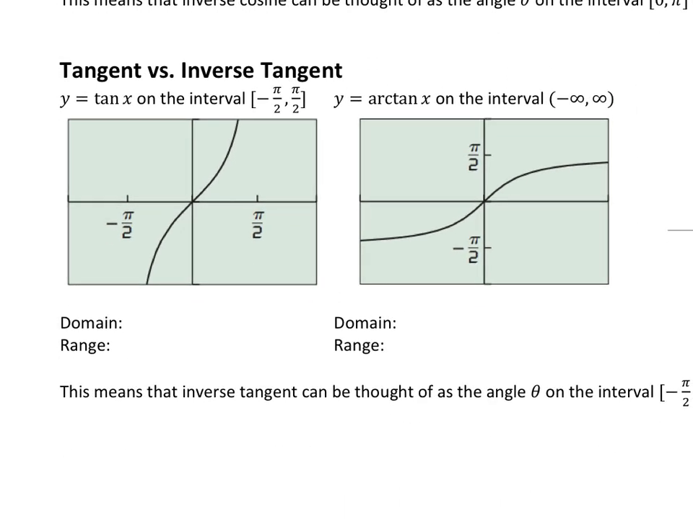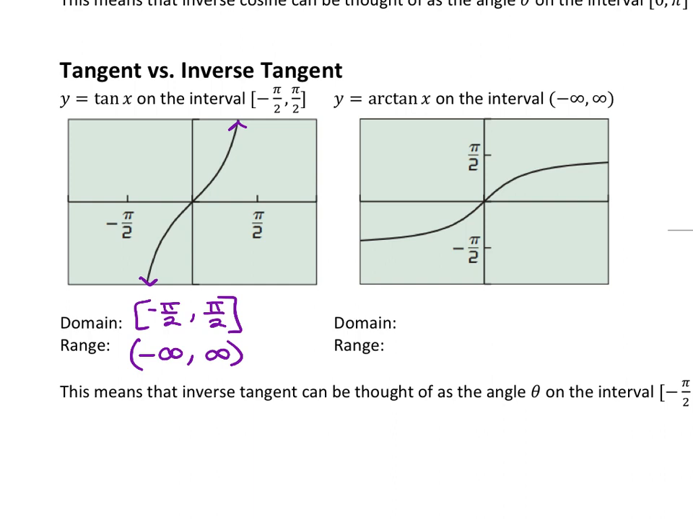Inverse tangent, same thing that we've been doing. Regular tangent that we restricted has a domain of negative pi over 2 to pi over 2. But what's its range? All real numbers, so from negative infinity to infinity, because these arrows are going to go off screen all the way up and all the way down.